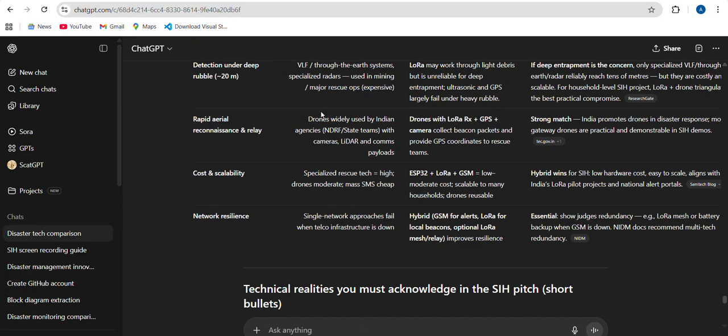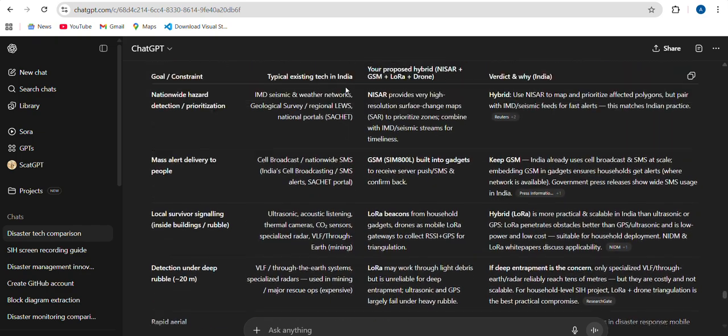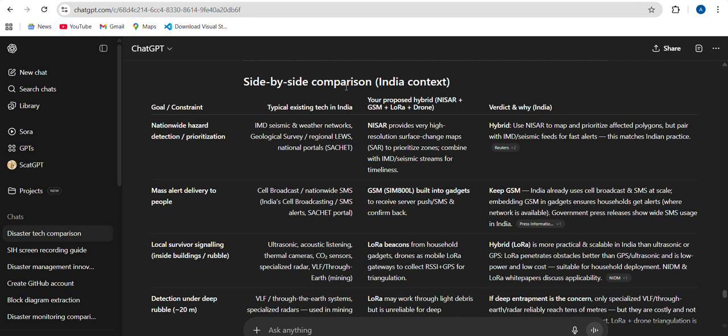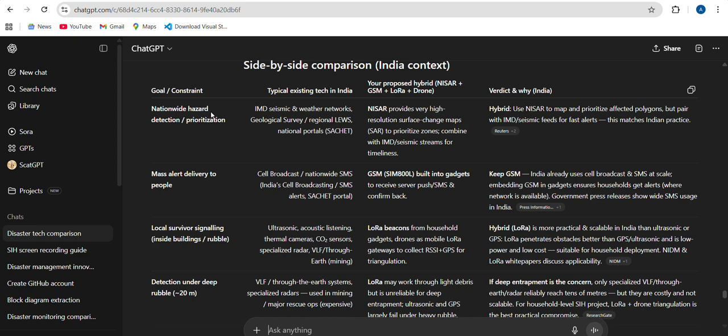Now let us compare the positive and negative sides of the technologies existing in India with what we proposed for the problem statement. Nationwide hazard detection and prioritization: IMD, the Indian Meteorological Department seismic and weather networks, the Geological Survey, regional LEWS and the national portals give information about coming disasters. Lizard provides very high resolution surface change maps to prioritize zones, combined with the IMD seismic streams for timelines.